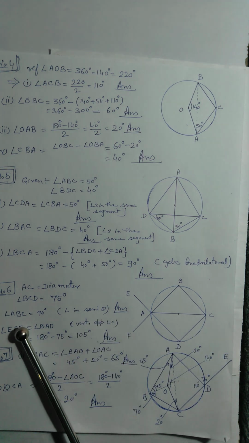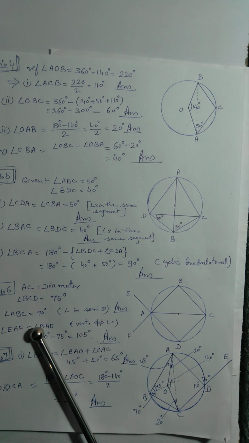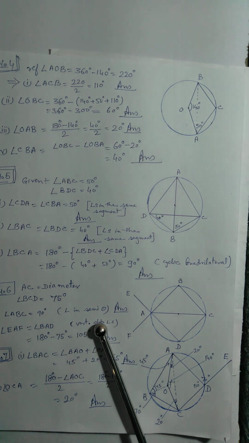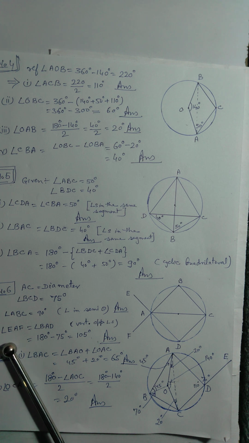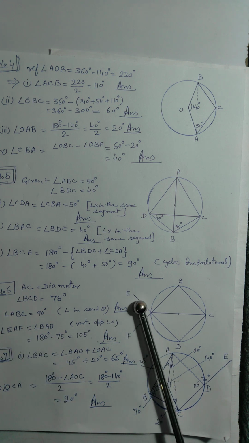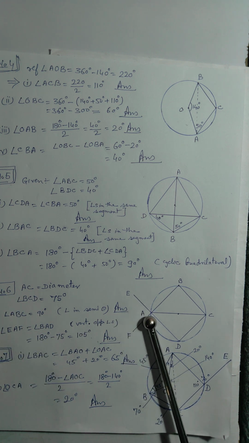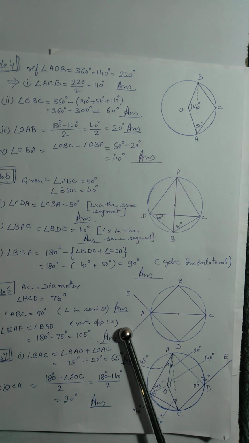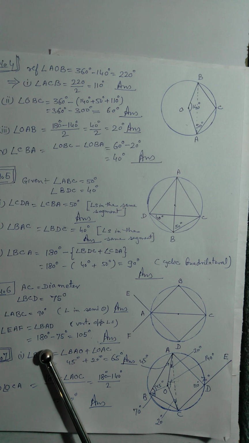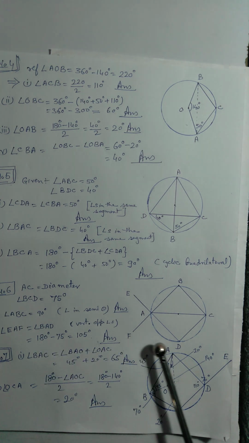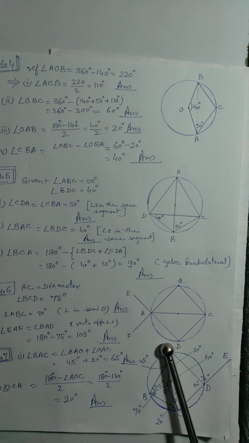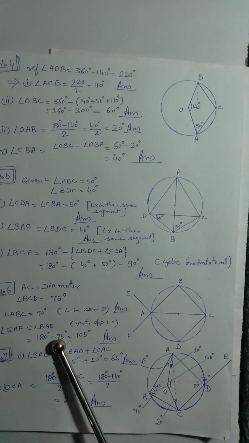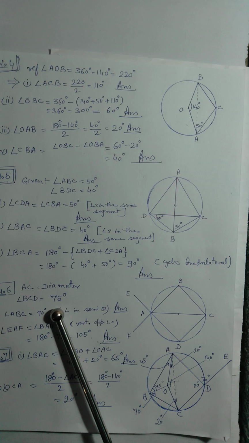See, ABC is 90 degrees, the angle in the semicircle. Now come to EAF, this angle. Vertically opposite angle, that is 180 degrees. BCD is given already, that is 75 degrees.